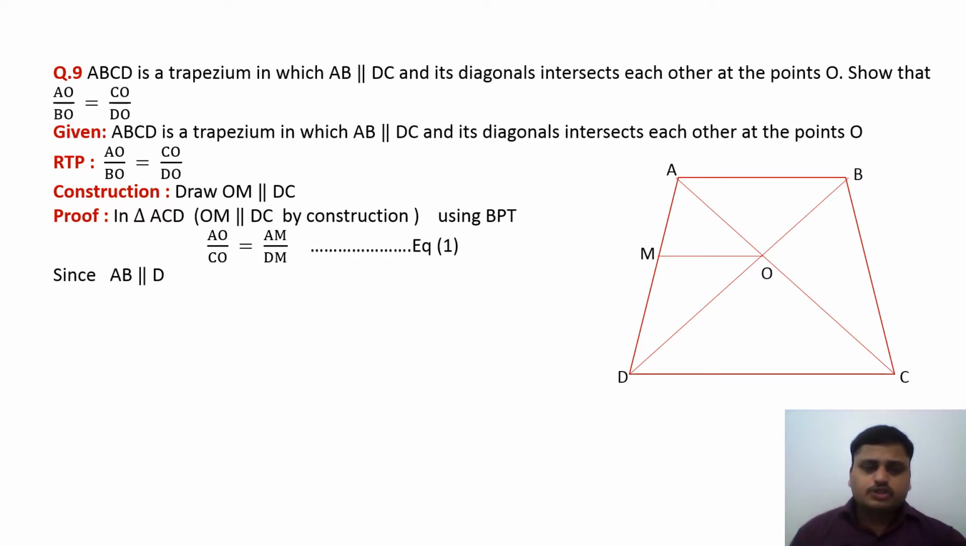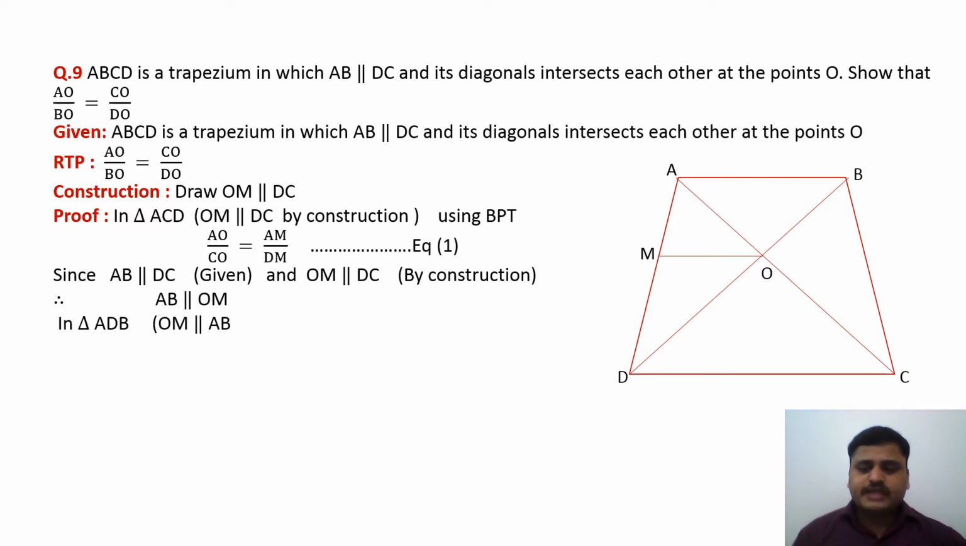Since it is also given that AB is parallel to DC, and OM is parallel to DC by construction, from these two we get that AB is also parallel to OM. Okay, so in triangle ADB, OM is parallel to AB, so we will use BPT, that is BO by DO is equal to AM by DM. And we will assume this one as equation number 2.